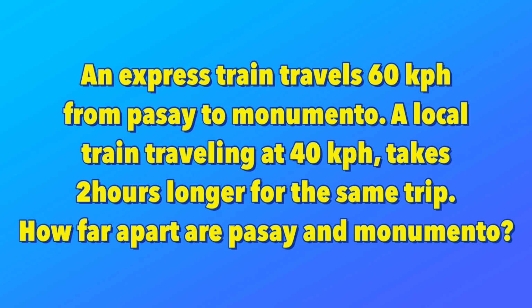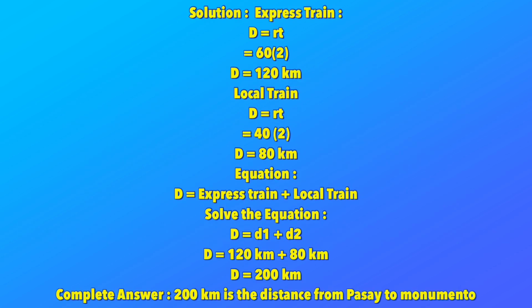So our solution, express train, we will use the distance equals RT formula. Then the local train, also distance equals RT. Then the rate of the express train is 60, and the time covered is 2 hours. So the distance of the express train is 120 kilometers. For the local train, the rate is 40 times 2, so the distance covered is 80 kilometers.